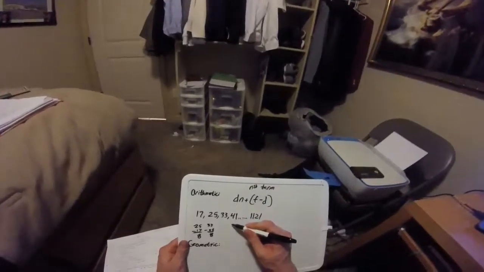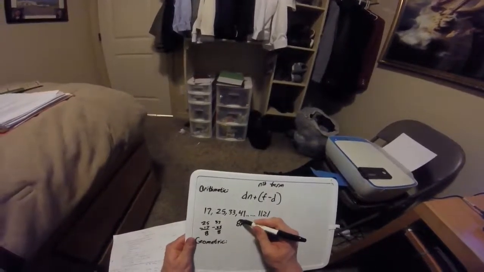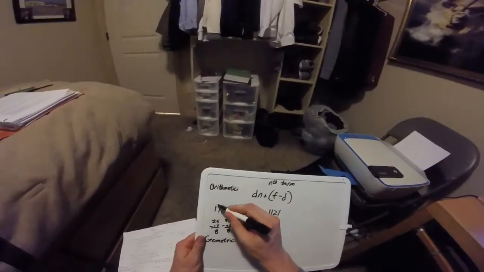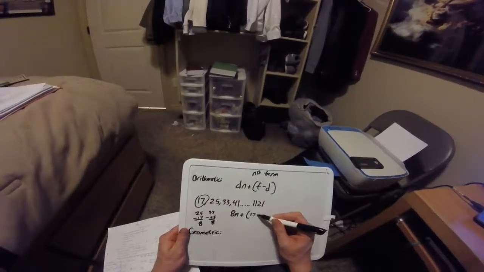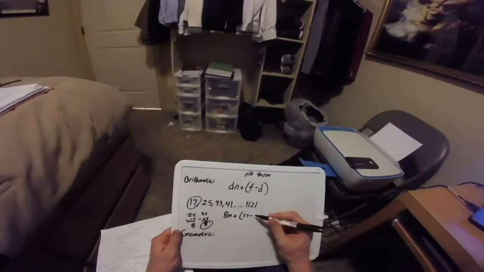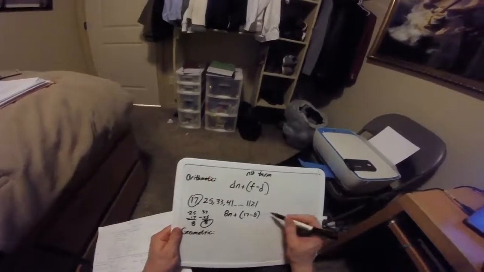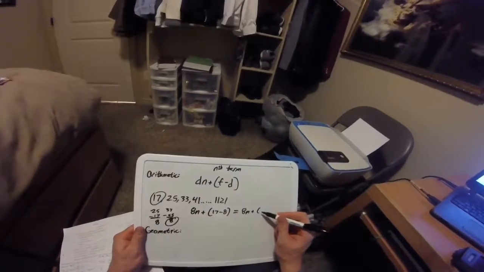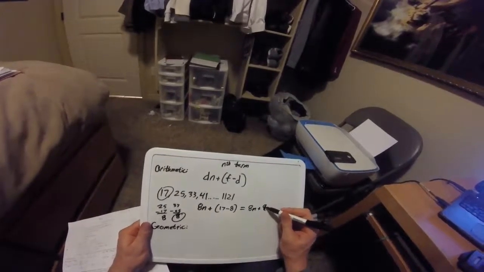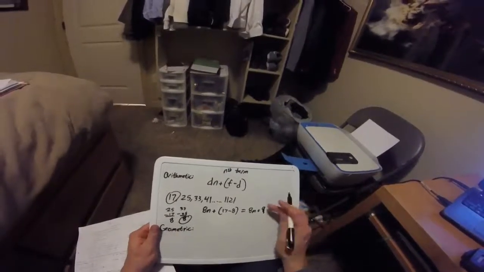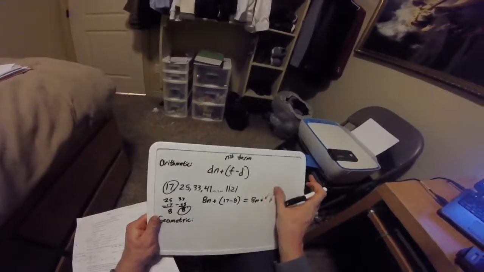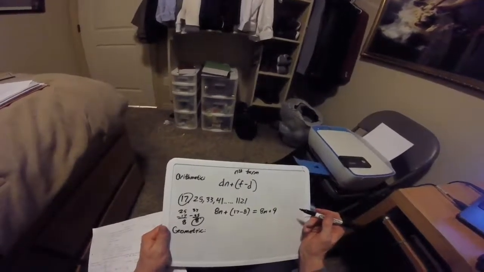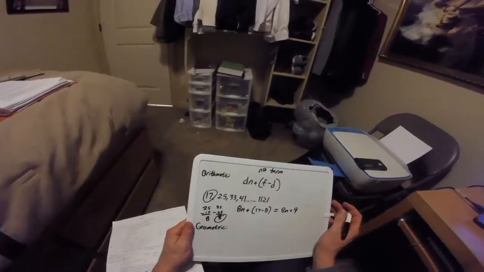So we have 8n right next to n plus, so our first number being 17 minus 8, which is our difference, which gives us 8n plus 9. So that's for an arithmetic sequence.